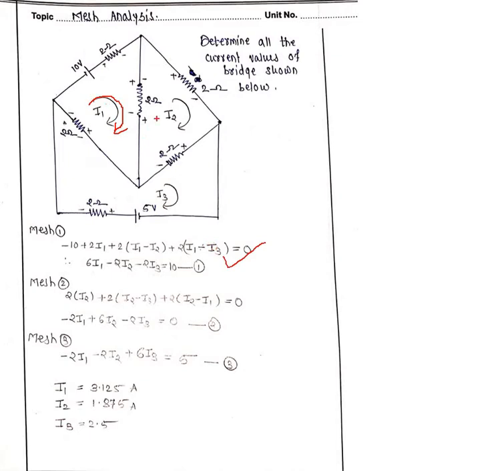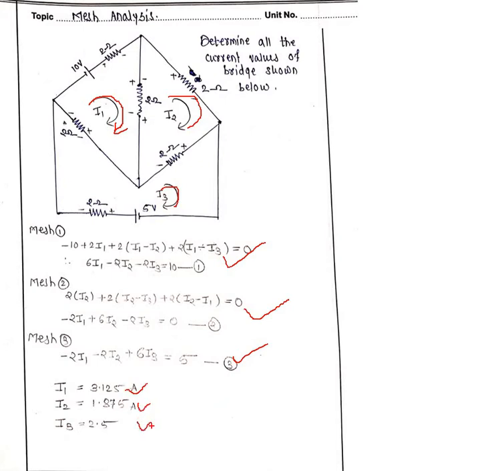First one, step number 1: assume the flow of the current. Step number 2, what are you going to write? Loop number 1, write the equations. Then loop number 2, write the equations. Loop number 3, write the equations. Use the calculator. Step number 3, directly find out I1, I2, I3.